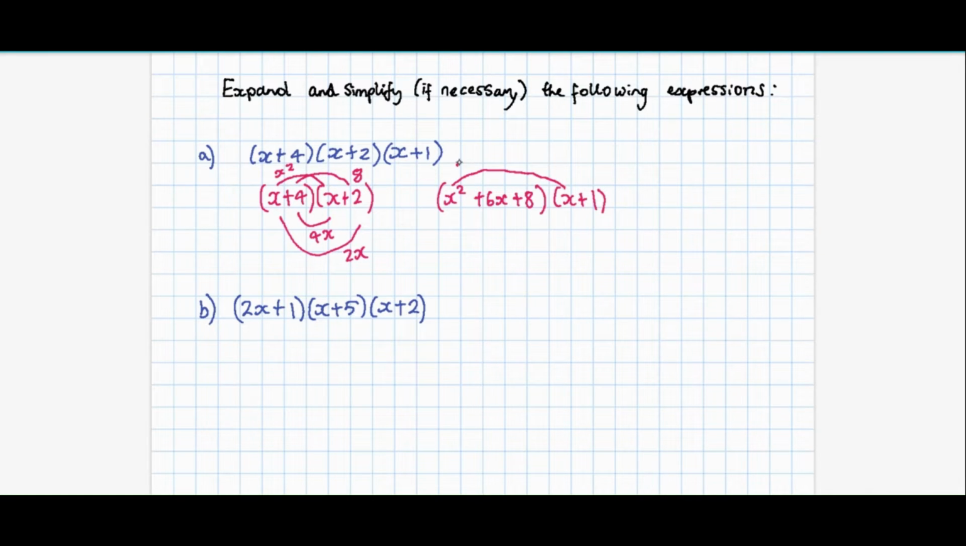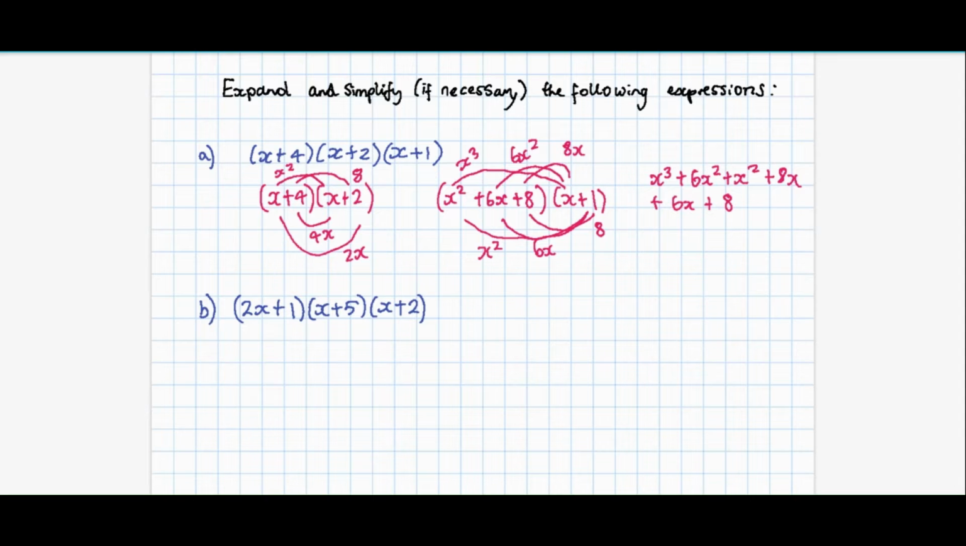So we're doing x squared times x, which is going to be x cubed, 6x times x, which is 6x squared, 8 times x, which is 8x. And then we'll do the same with the 1 times x squared plus 6x plus 8. So we get 1 times 8, which is 8. 1 times 6x, 6x. And 1 times x squared, x squared. Now let's add this all together. So we've got x cubed plus 6x squared plus x squared plus 8x plus 6x plus 8.